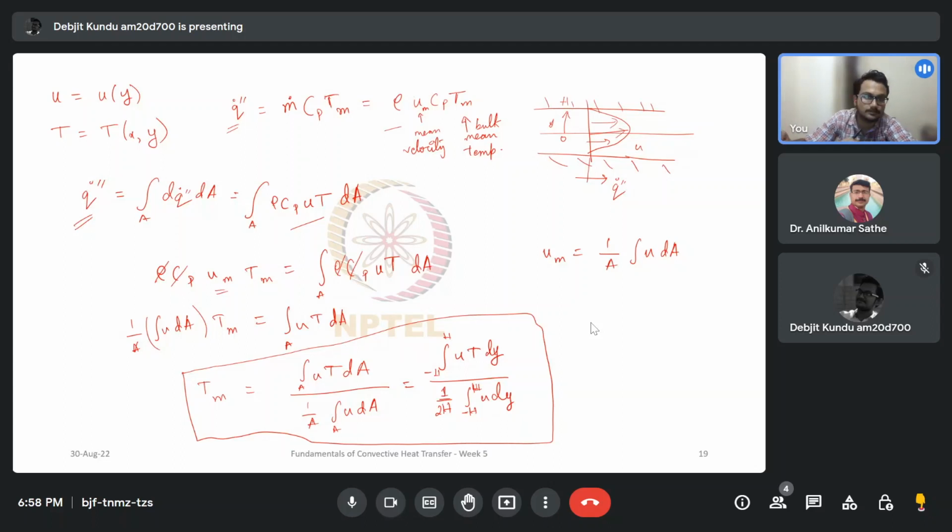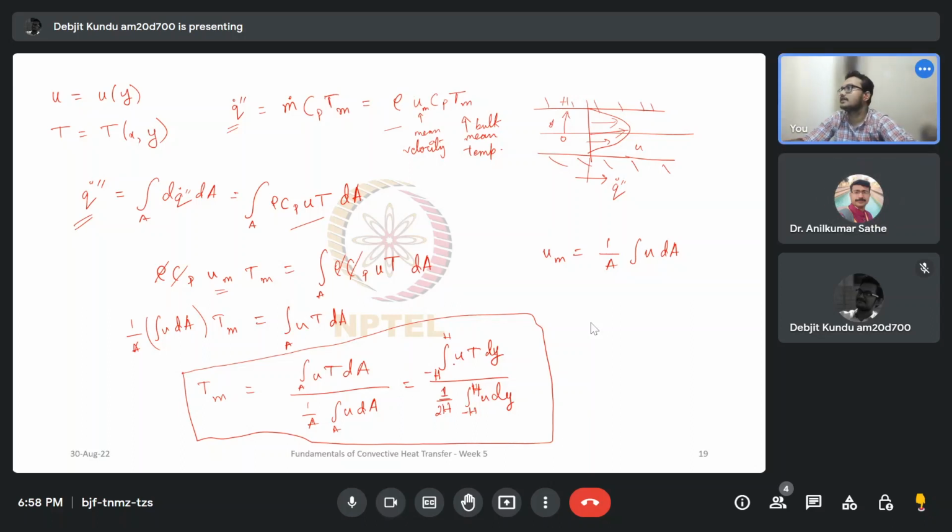Okay, where is the problem? Where are you experiencing problem? So it is minus h to h. Yeah, upper limit and lower limit we have to put. But now u and t are given in terms of y. So yeah, we have to multiply both.